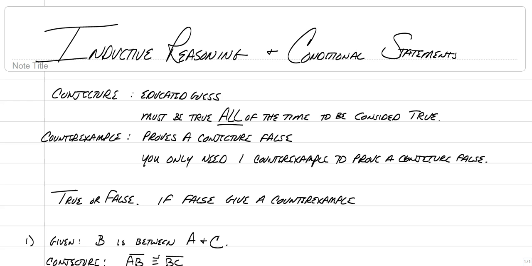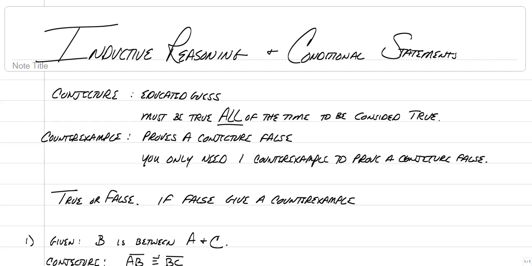Basically what that means is you make a conjecture, and a conjecture is an educated guess. Now in order for your educated guess or conjecture to be considered true, it must be true all of the time. If you can find one example that would prove it false, then your conjecture is actually false. And what do you need to do that? It's called a counterexample. So a counterexample is what will prove a conjecture false.